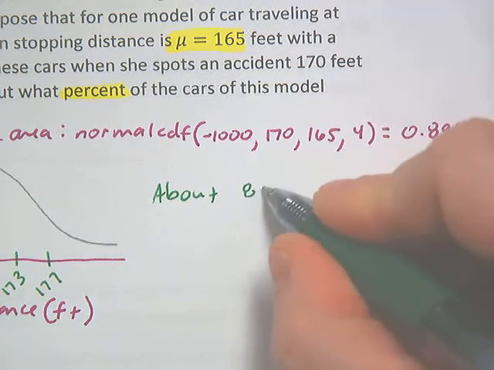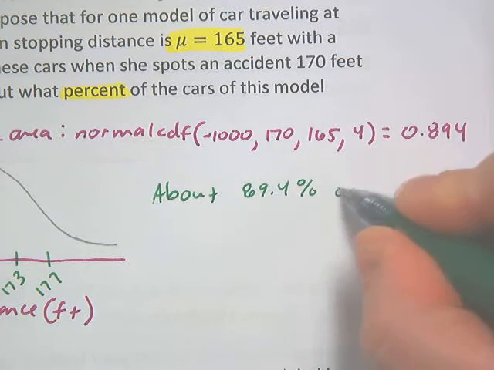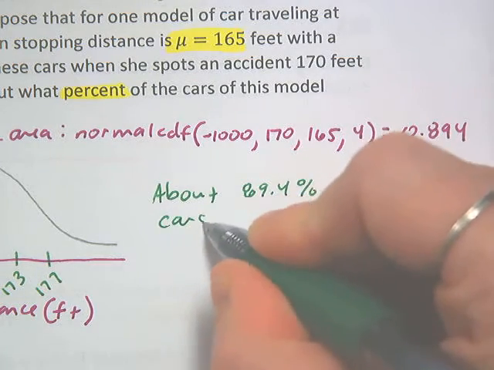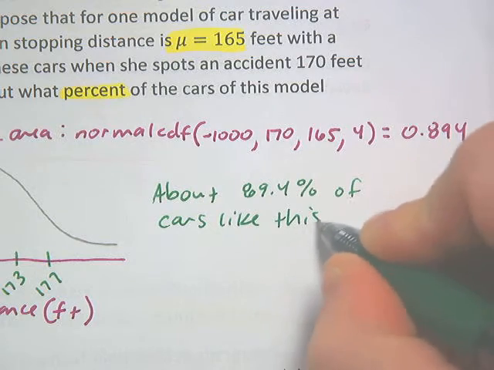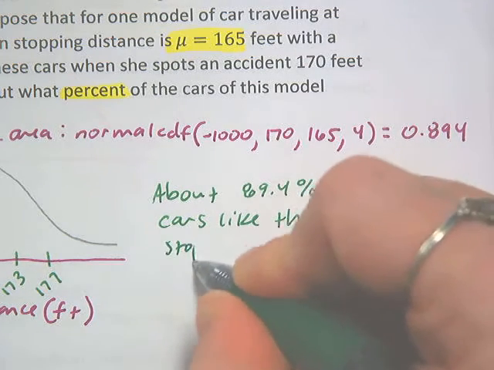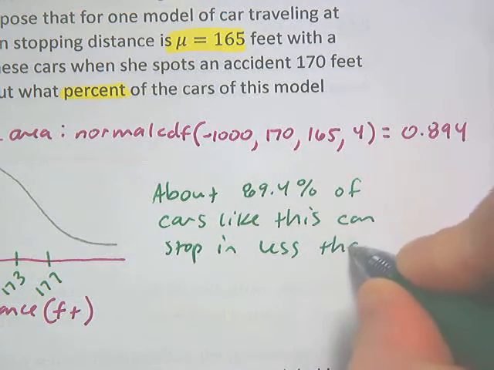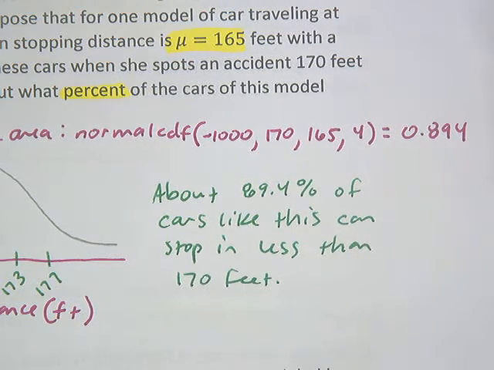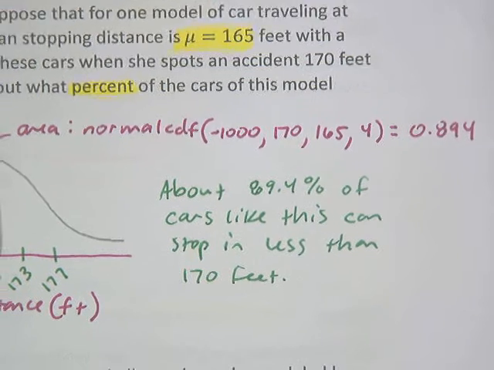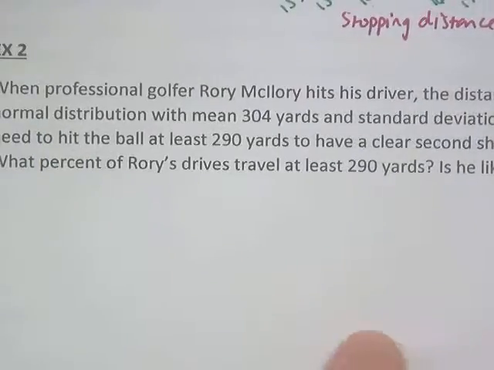So about 89.4% of cars like this can stop in less than 170 feet. And now we've answered the question. The reason I'm doing so many examples with you is because you need to get used to the way things are worded. Like on the next one, this might throw some of you off a little bit. Let's look at example 2.